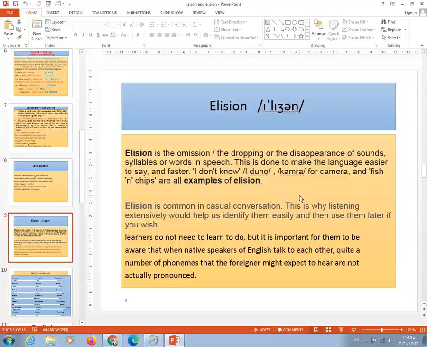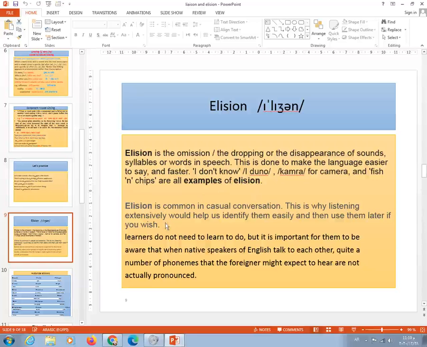Okay, for example, I don't know. Camera تبقى camera. Here in I don't know we deleted what؟ حذفنا ايه؟ a sound. In camera we delete a whole syllable. Let's look at other examples: fish and chips, black and white. The 'and' was reduced to only 'n' in fish and chips. Okay, these are examples of elision.